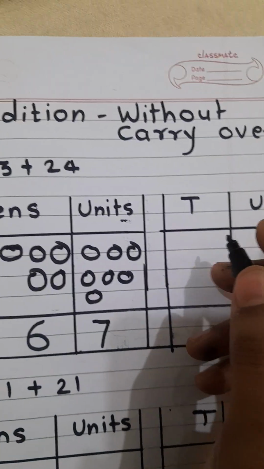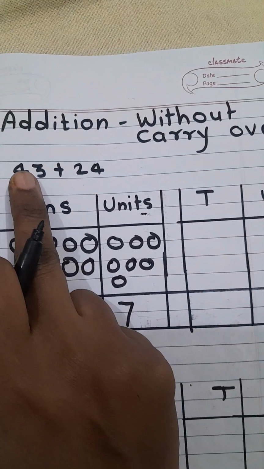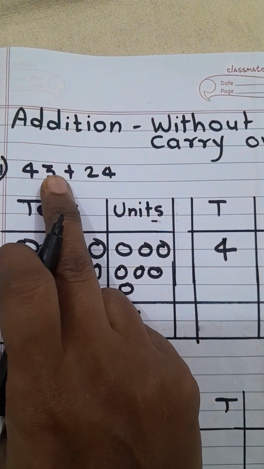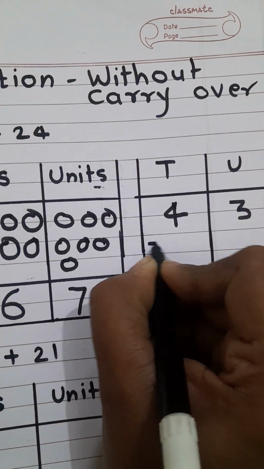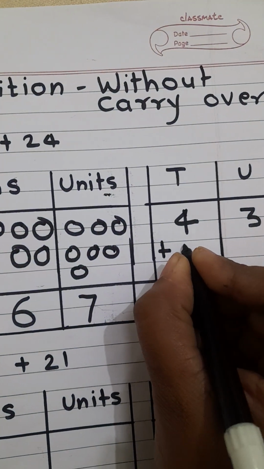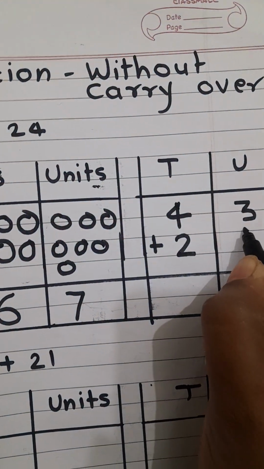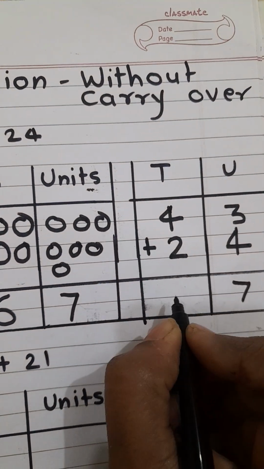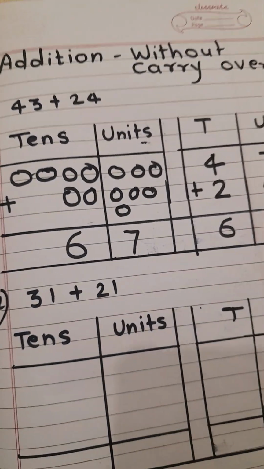Okay, then in second format we can write the numbers. How many tens are there? 4, so you have to write the 4. How many units are there? 3. This is the second method. Then in 24, how many tens are there? 2. And how many units are there? 4. 3 plus 4, 7. 4 plus 2, 6. Okay, this is the simple method.